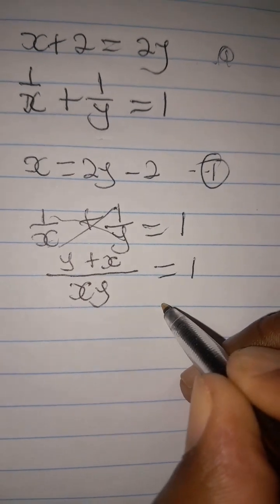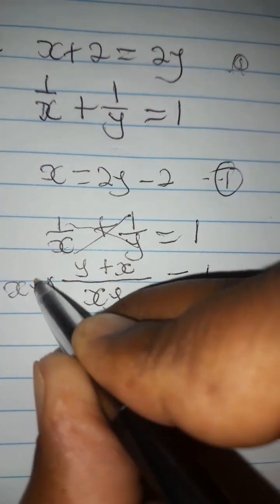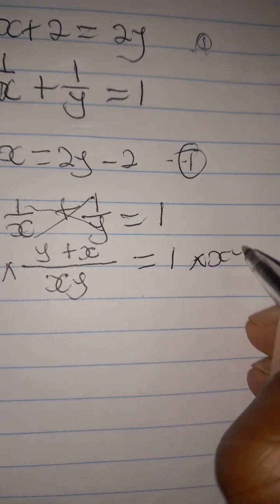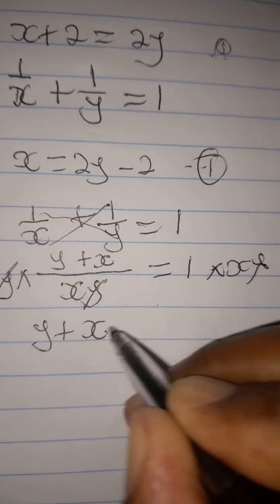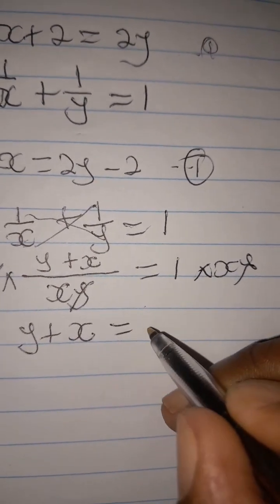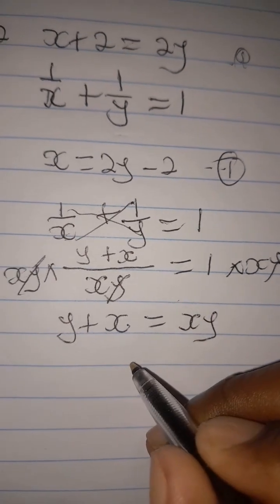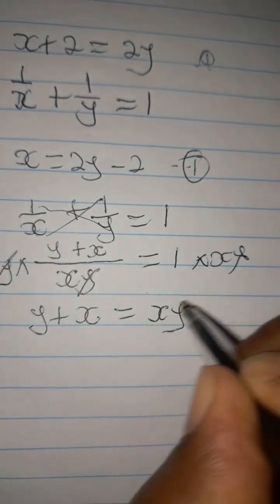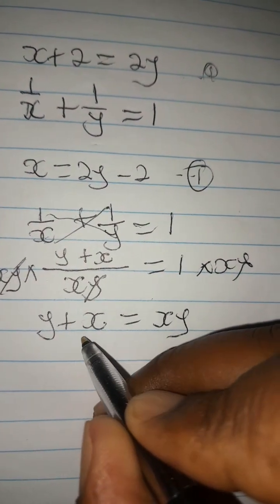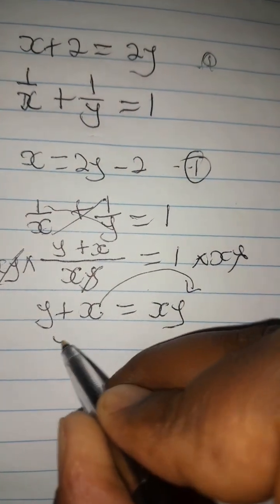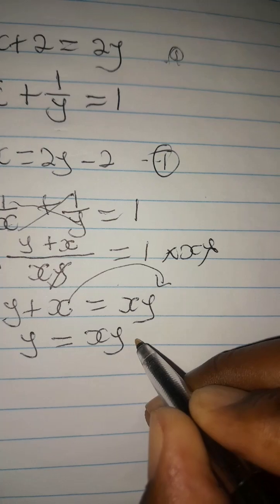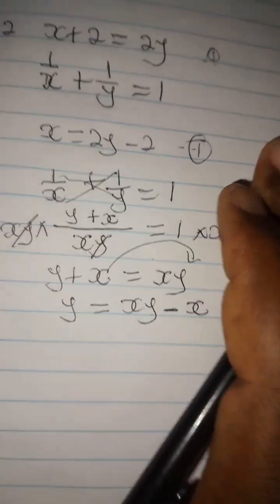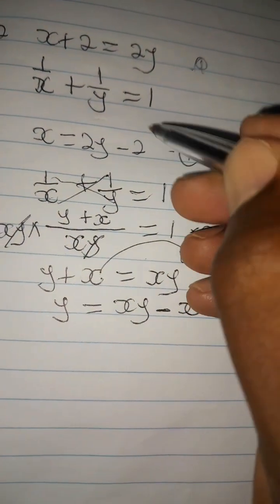Equated to 1. Then what we could do is multiply everything by the LCD, xy. We can also multiply by xy here. So this and this will give y plus x. Then 1 multiplied by xy will be xy. Right? Okay, we'll get rid of the fraction here. So the best way, we can take x to the other side, we could just say y is equal to xy minus x.